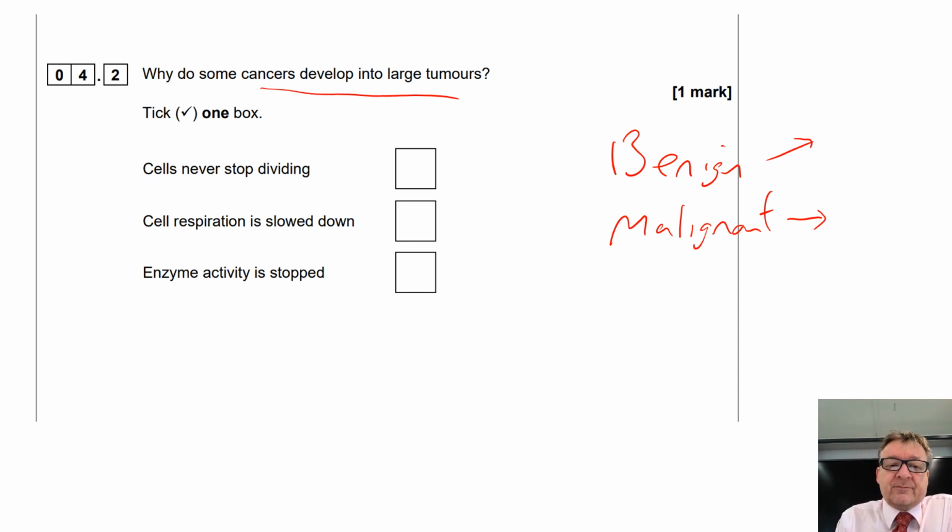Large tumours. Cells never stop dividing. Okay, I kind of just said that. Cell respiration is slowed down. Well, if respiration was slowed down, it wouldn't grow as fast. Enzyme activity is stopped. Tick one box. Cells never stop dividing.